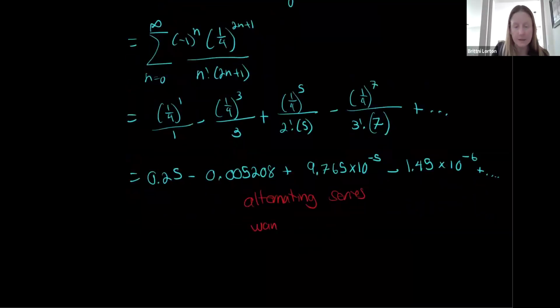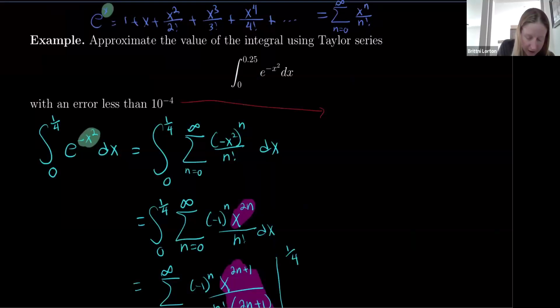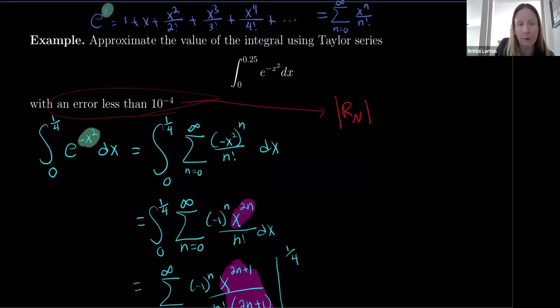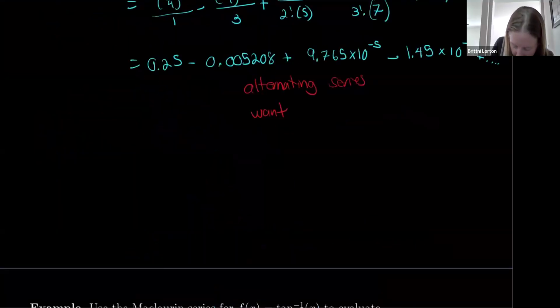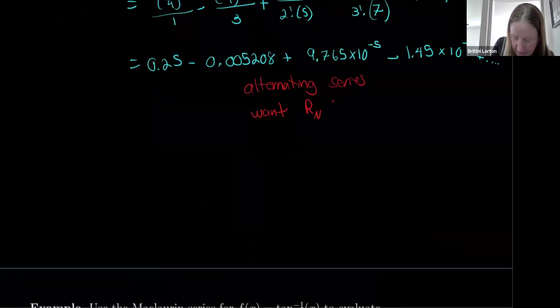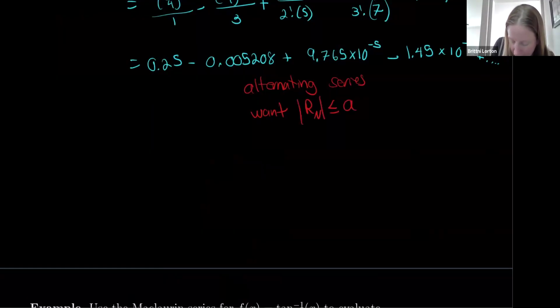And I'll scroll up one more time. I want that error to be less than 10 to the -4. Remember, the absolute value of the remainder was less than or equal to the first neglected term. That was from section 5.5, alternating series, earlier on in this unit. So I want my remainder to be less than or equal to a sub n plus 1, but I want it to be less than 10 to the -4.